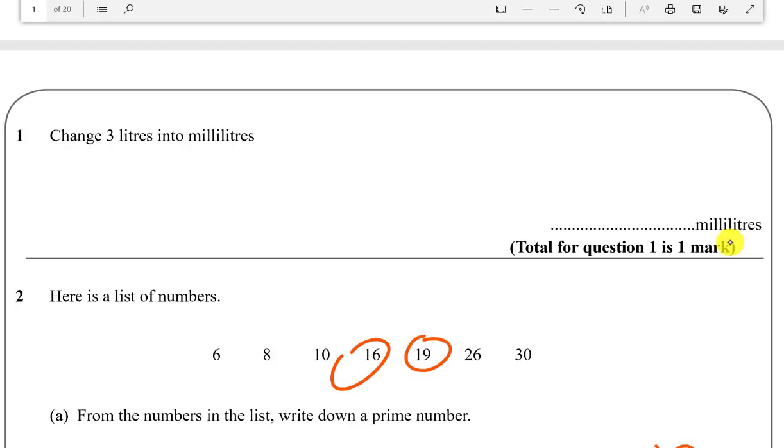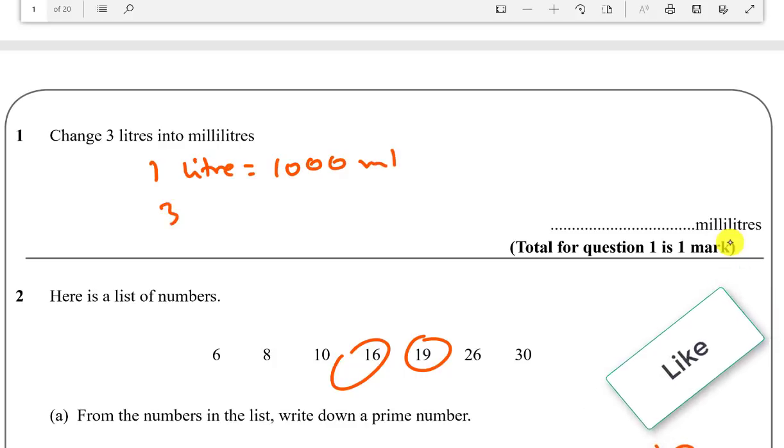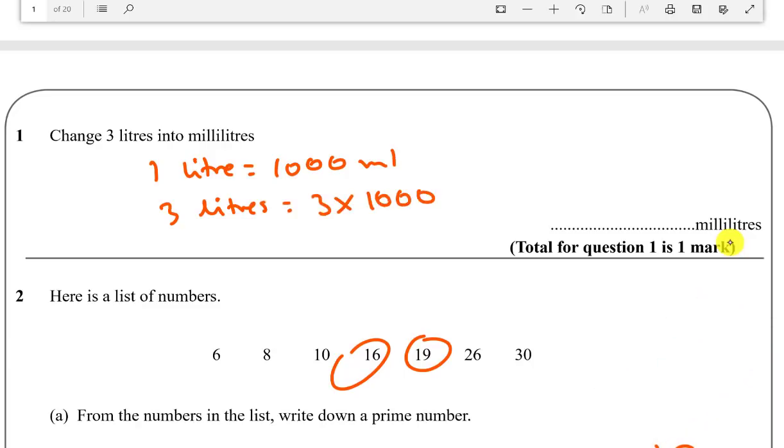And finally, the last question, change 3 liters into milliliters. So we know that 1 liter is equal to 1000 milliliters. So 3 liters is going to be 3 times 1000, which is 3000 milliliters. So the answer is 3000 milliliters.